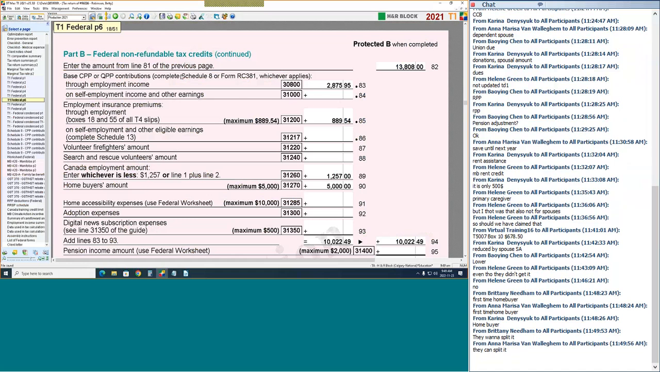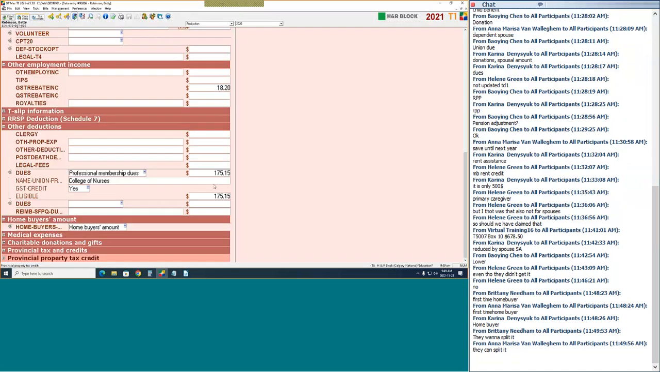If they want to split it, they can. So I want to show you how to split a home buyer's amount. If you're doing just one home buyer's amount, pick the person you want to give it to, put it on their data entry, they get the home buyer amount. Nice and easy.